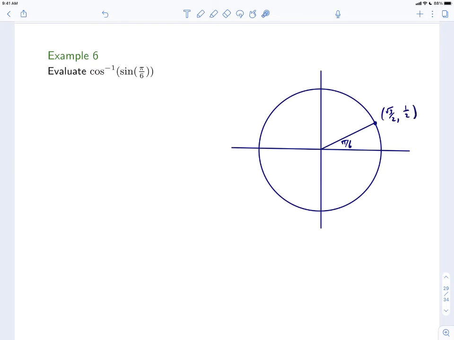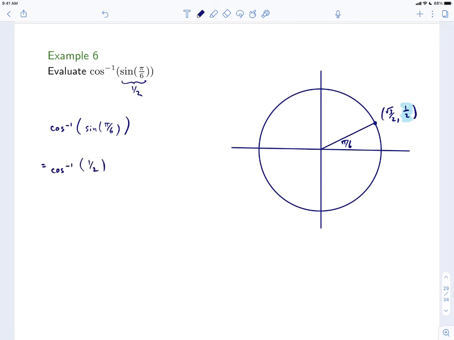So since theta is pi over 6, that means it's lower down on the circle, so that means the x value is larger. So the larger value is square root of 3 over 2, so that's x, and the smaller value is 1/2. Okay, so what we're looking for here is sine of pi over 6, so that's the y-coordinate. So that means we're looking at the y-coordinate, which is 1/2. So 1/2.